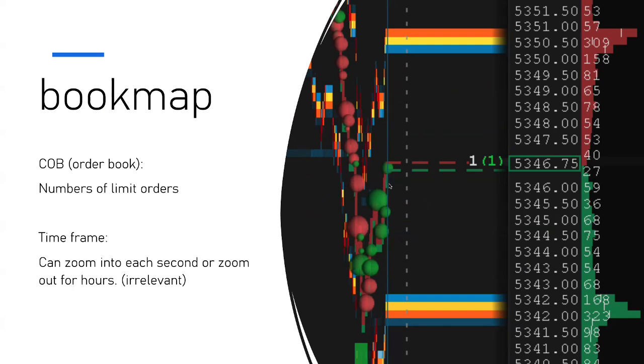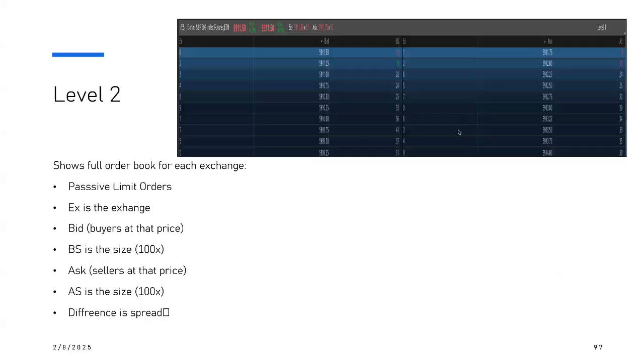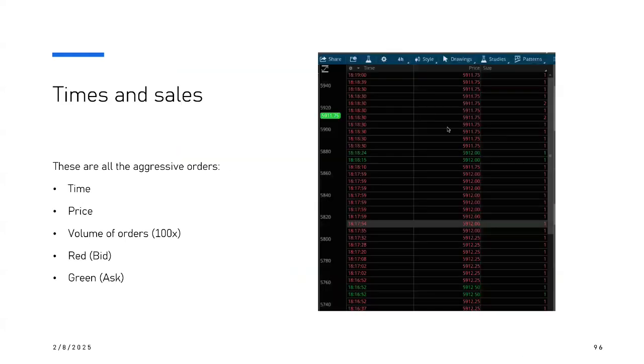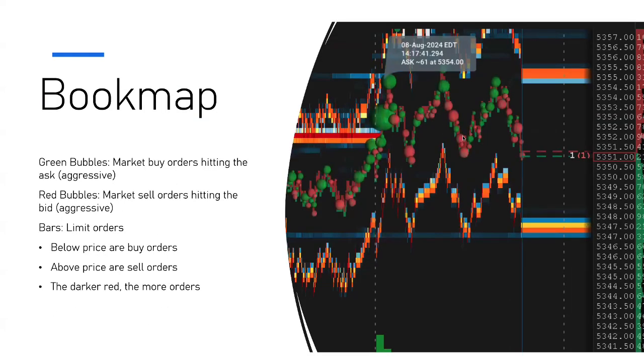But you can zoom into each second, each tick, each price level. For the Bookmap there is no time frame. You can zoom in and out, and that is your time frame. Same as saying there's no time frame for the time and sales. A lot of people ask me what time frame I looked at Bookmap for. There is no time frame. Yeah, and NQ is the same, it's 100x. But for QQQ, it's 1000x. There's no time frame for Level 2 and time and sales. You zoom in and out, and that's it. A lot of people don't understand that for some reason.